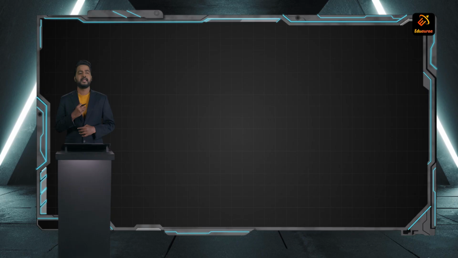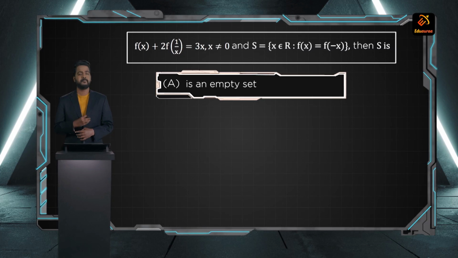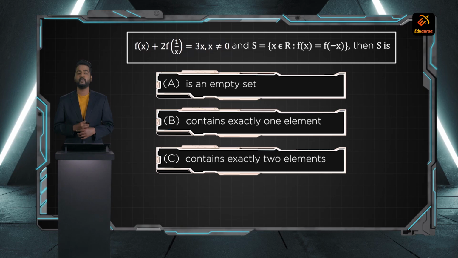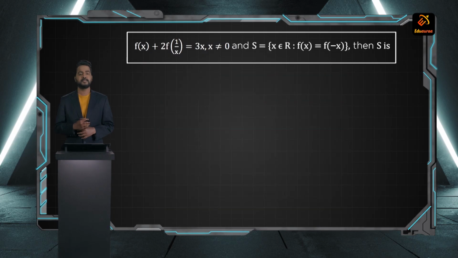The next question is: f(x) plus 2 f(1 by x) is equal to 3x, where x is not equal to 0, and S is a set, that is, x belongs to real numbers, such that f(x) is equal to f(minus x). Then S: A, is an empty set; B, contains exactly one element; C, contains exactly two elements; and D, contains more than two elements. This question came in JEE Main 2016.